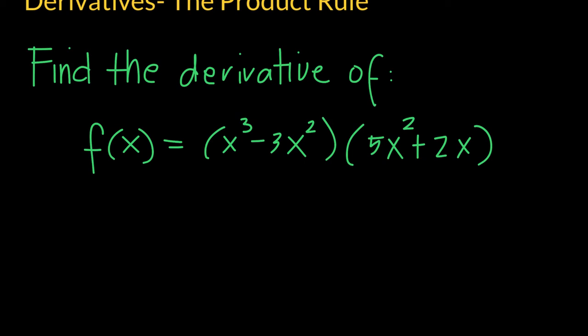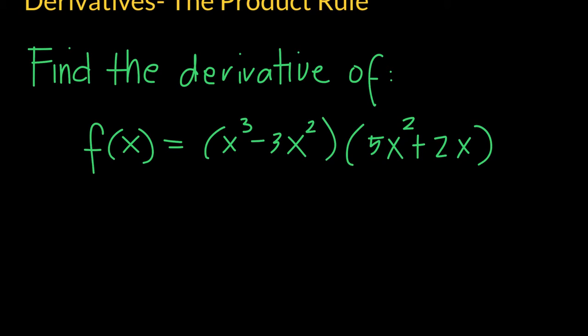Hi, in this video, I'm going to teach you how to find derivatives of functions using what we call the product rule. Now, the product rule is used whenever we have a function which is written as a product of two expressions. As you can see on the screen, the function f of x is equal to the product of x cubed minus 3x squared times 5x squared plus 2x.